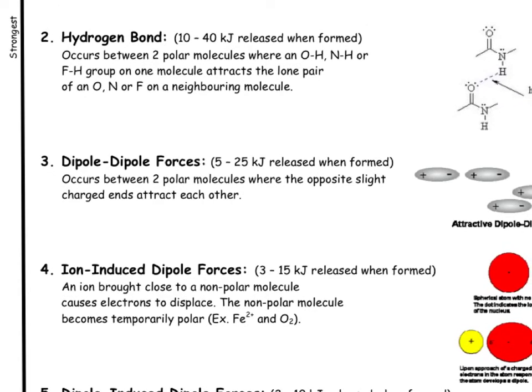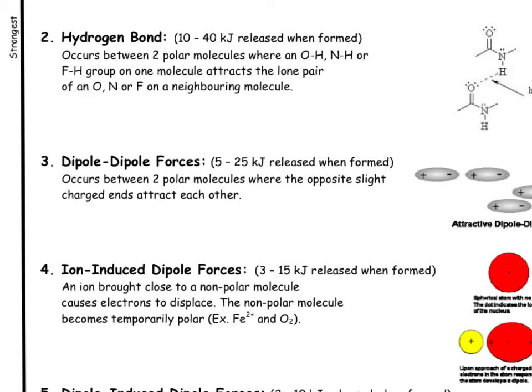Let's jump back to number 2, hydrogen bonding. It occurs when you've got two polar molecules as well, but it's a special case of dipole-dipole attraction. Whenever you have an H directly attached to an O, N, or F on one molecule, it attracts the lone pair on an O, N, or F on a neighboring molecule. The lone pair here is key to remember.